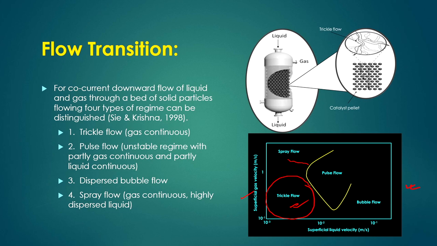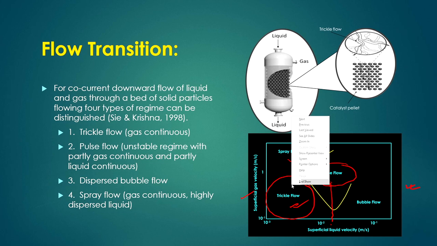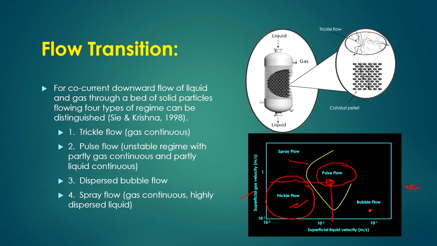Also, you can get the pulse flow beyond a certain range. So if you consider a specific value of superficial liquid velocity and superficial gas velocity within this range, then you can say that there will be pulse flow. Whereas at any point in this region, you can say what the superficial liquid velocity and superficial gas velocity are. Only based on those liquid and gas velocities, you can expect bubbly flow here.